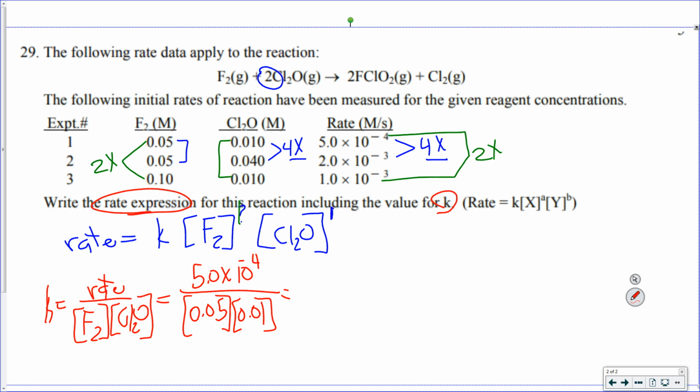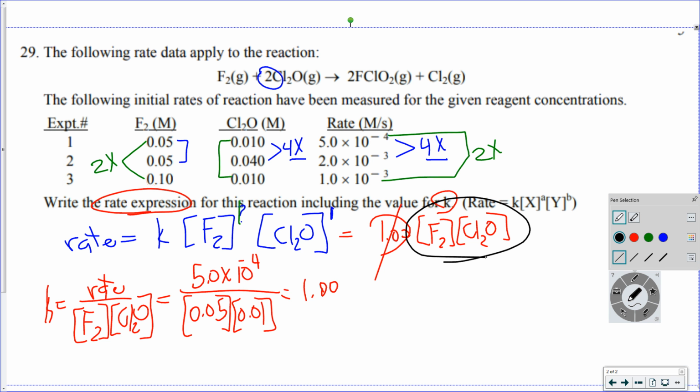One. Unless I did my math wrong, that's exactly 1. So that means that the rate would equal 1 times the concentration of the fluorine times the concentration of Cl2O. So where did you have to put a 1 in there? No. Anything multiplied by 1 is still the same thing. So the only thing you'd have to put is the rate is equal to the concentrations to the first power.